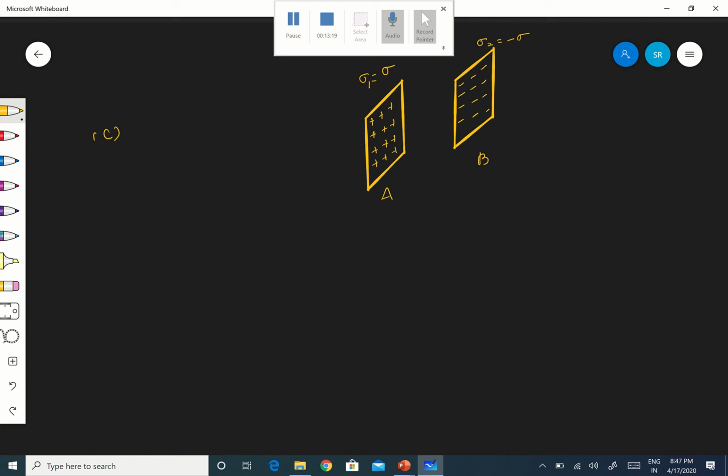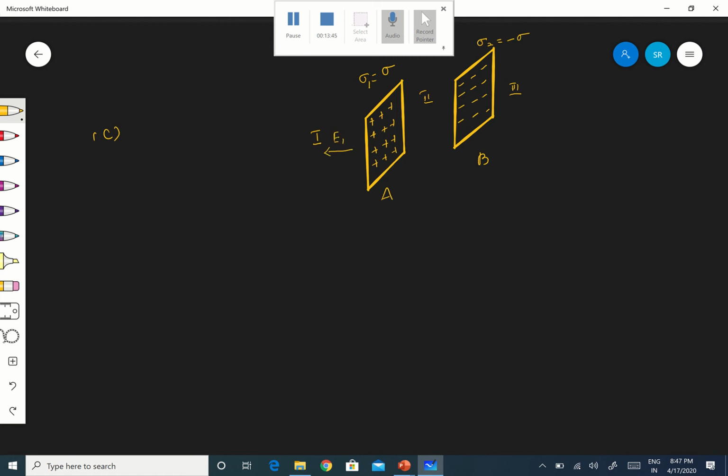Now once again I need to find the electric field in the first region, the second region and the third region. I think I can write directly here. What is E1? E1 is due to A and E2 is due to B. E1 means in which direction? It will be in this direction, E1.